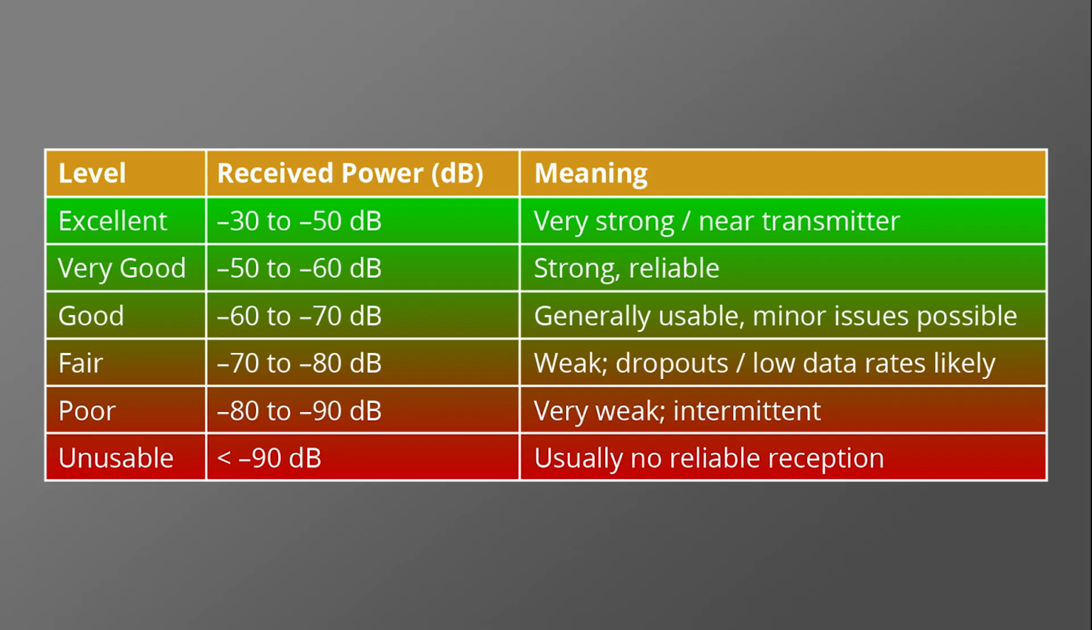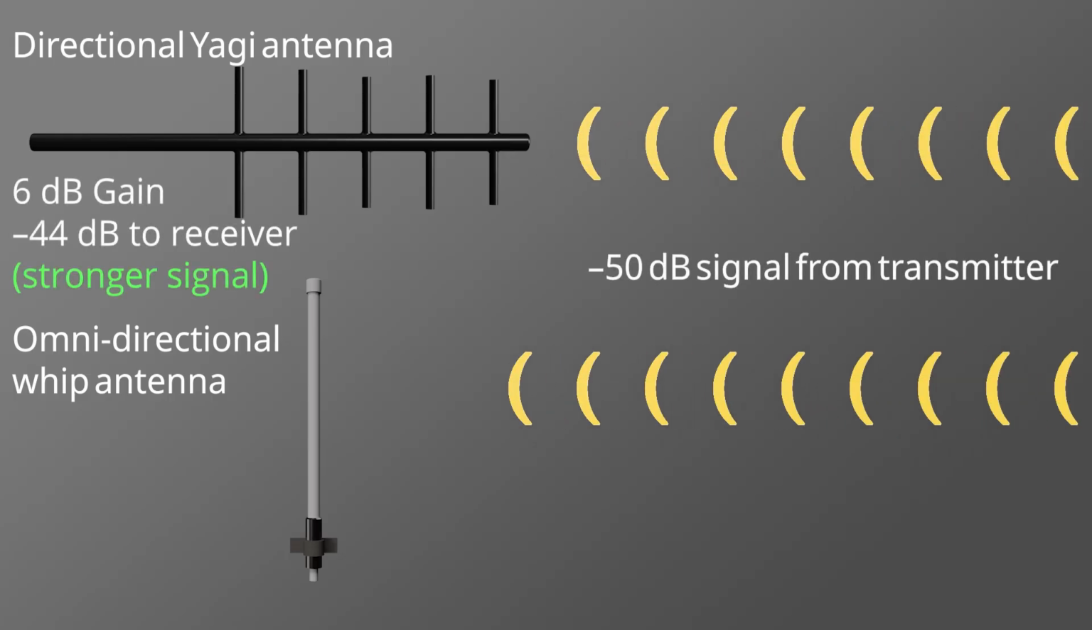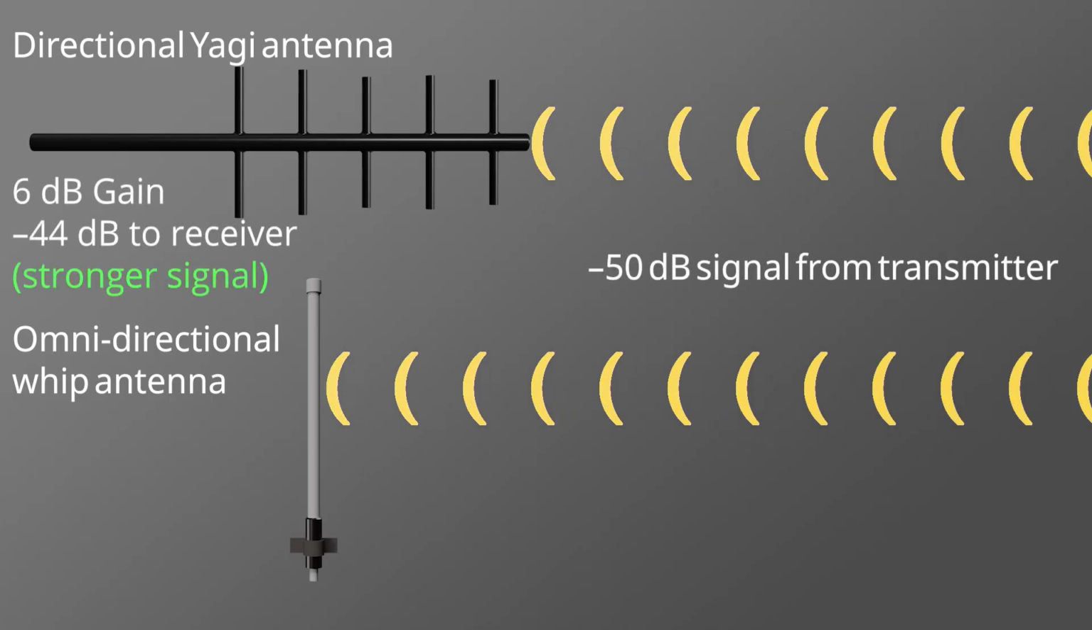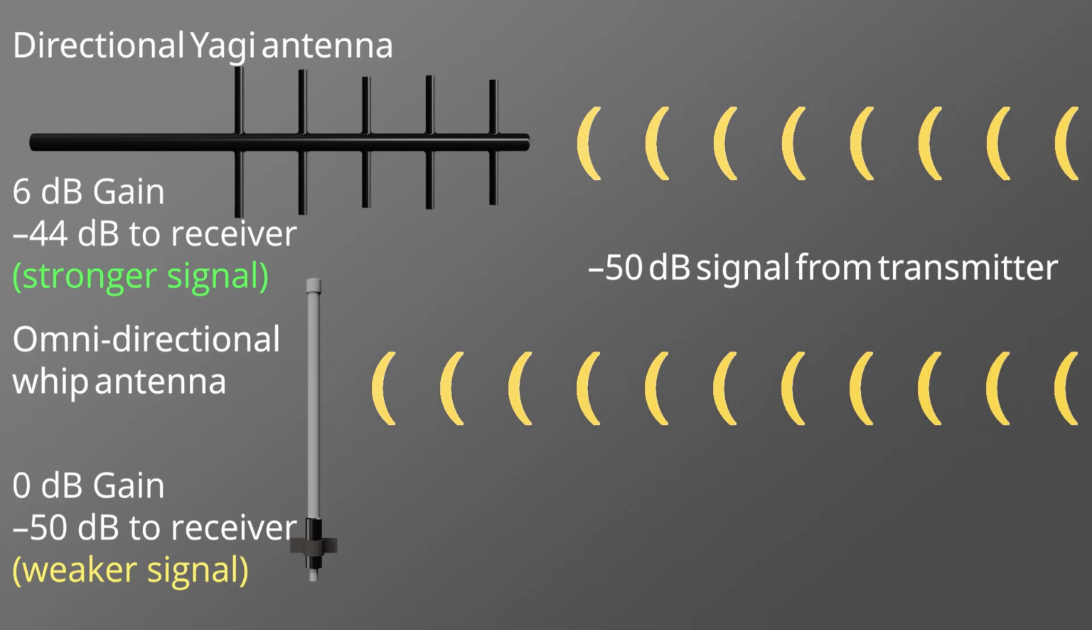For example, a directional Yagi antenna aimed at the other side can pick up a stronger signal than an omnidirectional whip that listens equally in all directions. In this example, a directional Yagi antenna aimed at the signal source with 6 decibel gain can receive a stronger signal than an omnidirectional whip antenna with 0 decibel gain.